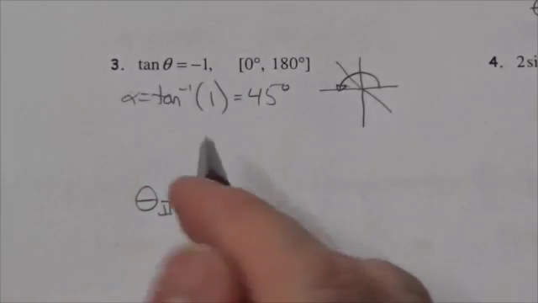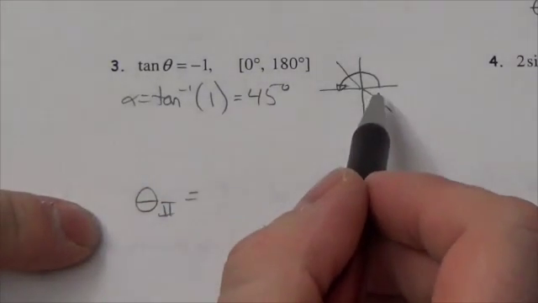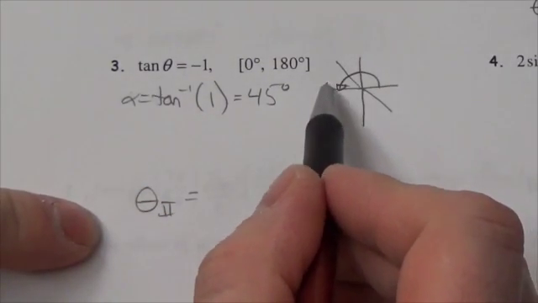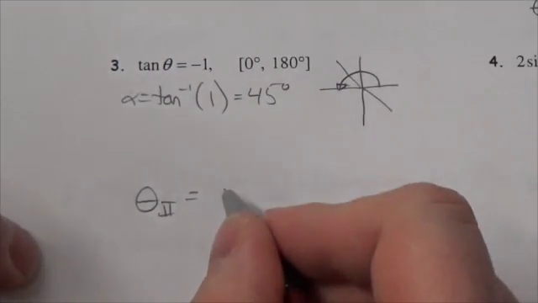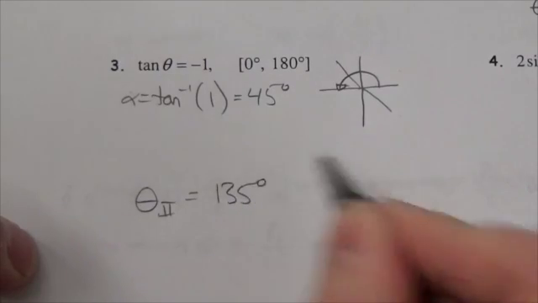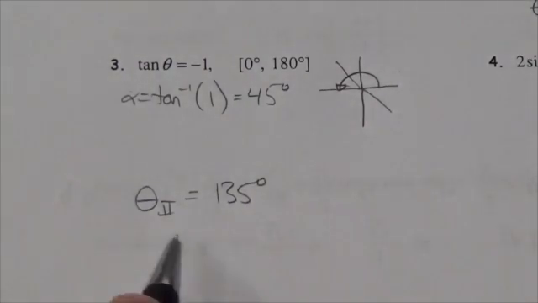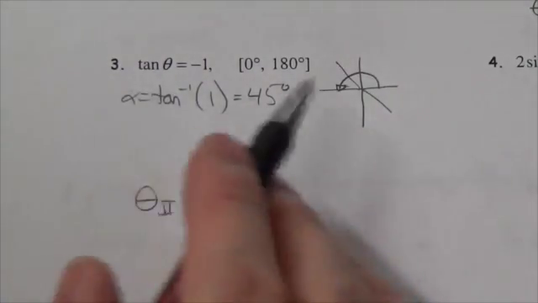Now, in the second quadrant, to put 45 degrees, remember you go up to 180 and then back to 45, okay? Or 180 minus 45, 135 degrees. So that's the angle being referred to by this question.